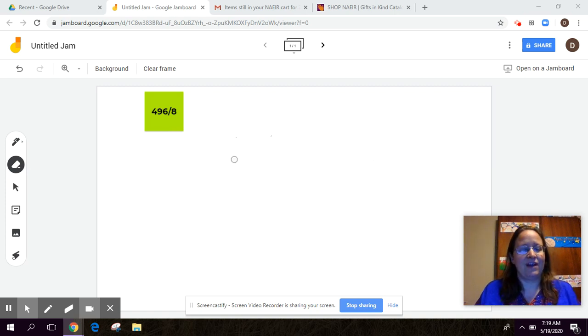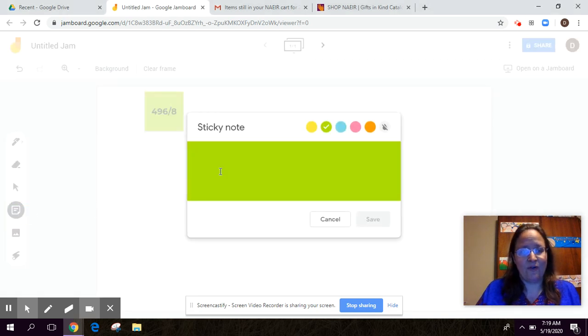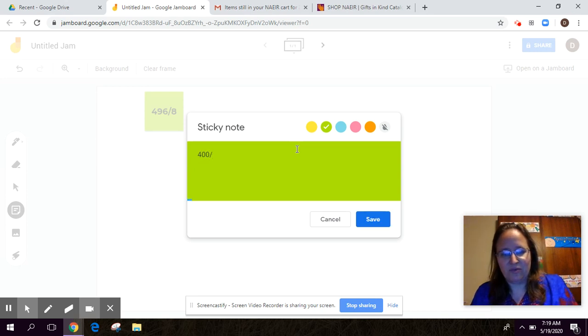If I were going to try to mentally solve 496 divided by 8, there are several different ways that you can do it, but the way that my brain likes to do it is to decompose the 496 into partial quotients that will help me to find the solution. So the first thing I'm going to do is I know that 400 is a nice even number. So I want to do 400 divided by 8.